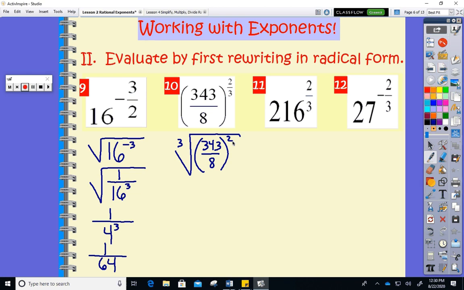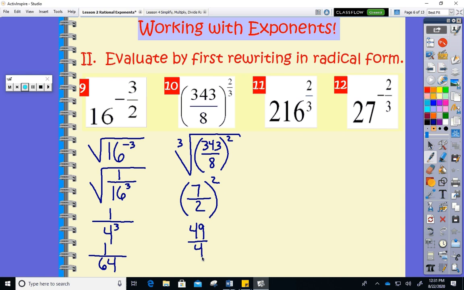Well, what is the cube root of 343? If you said 7, you're correct. What's the cube root of 8? If you said 2, you're correct. But now I've still got to do the squared part. So 7 squared on the top, 2 squared on the bottom, and I am done. I think these are fun. I think they look more gruesome than they are.